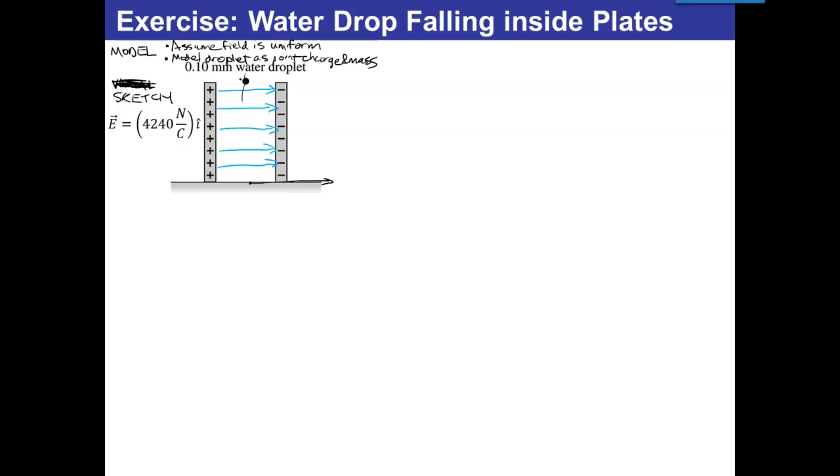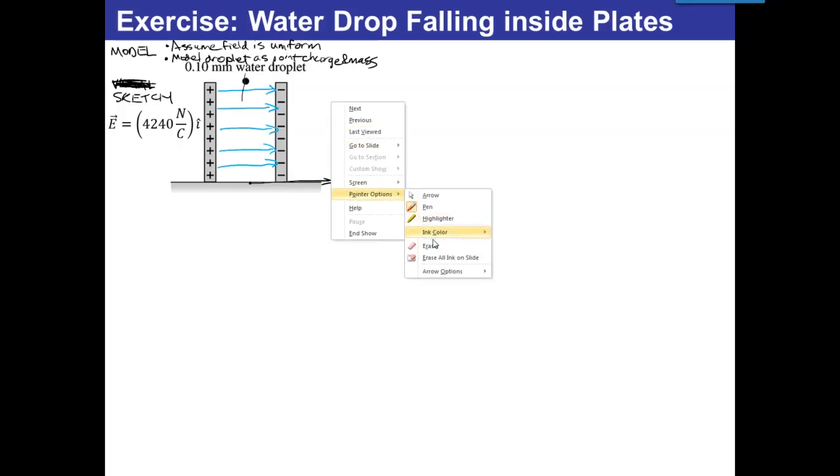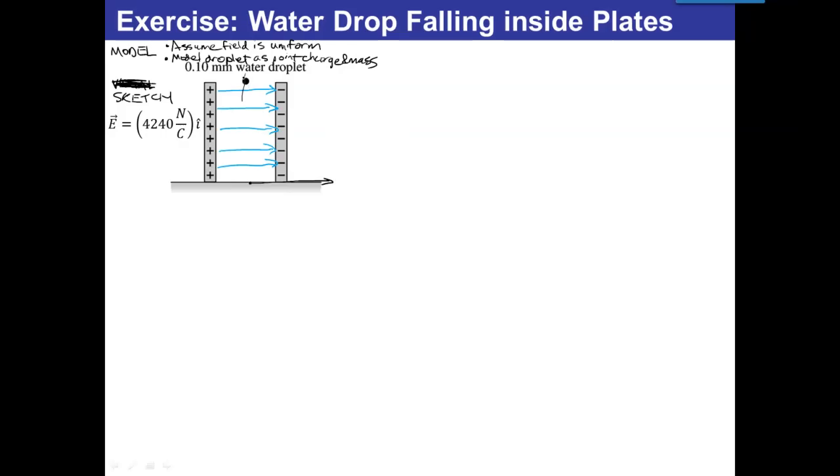So that's not good. Let me make sure I can erase that. I want to go off to the side like that. Oops, where's my eraser? There we go. Let's get rid of that. I want to try to draw a straight line here.